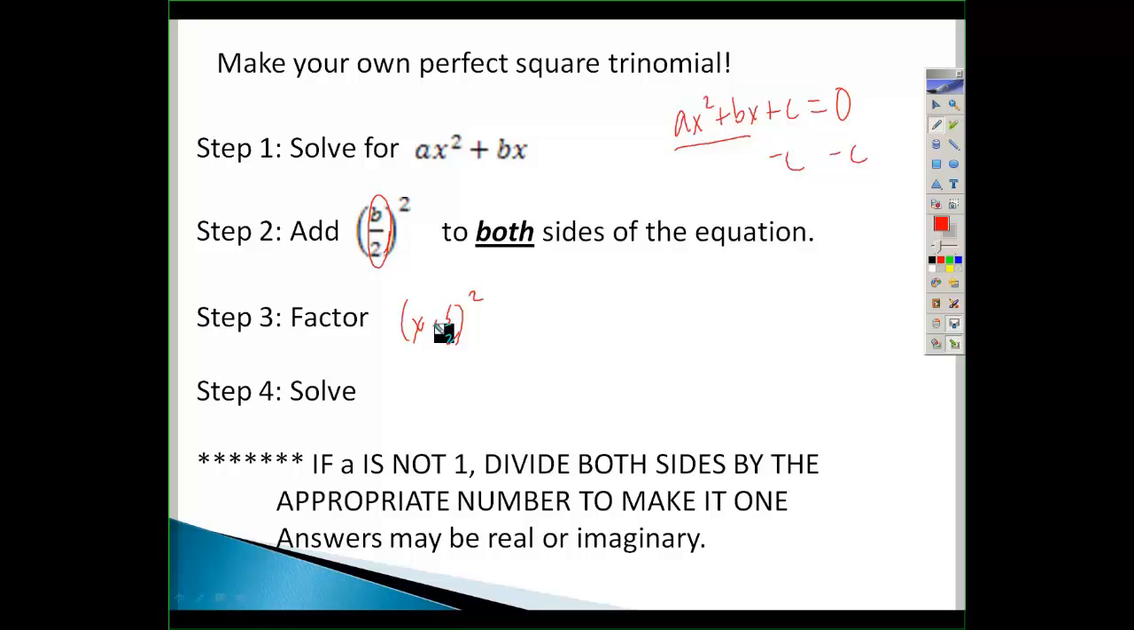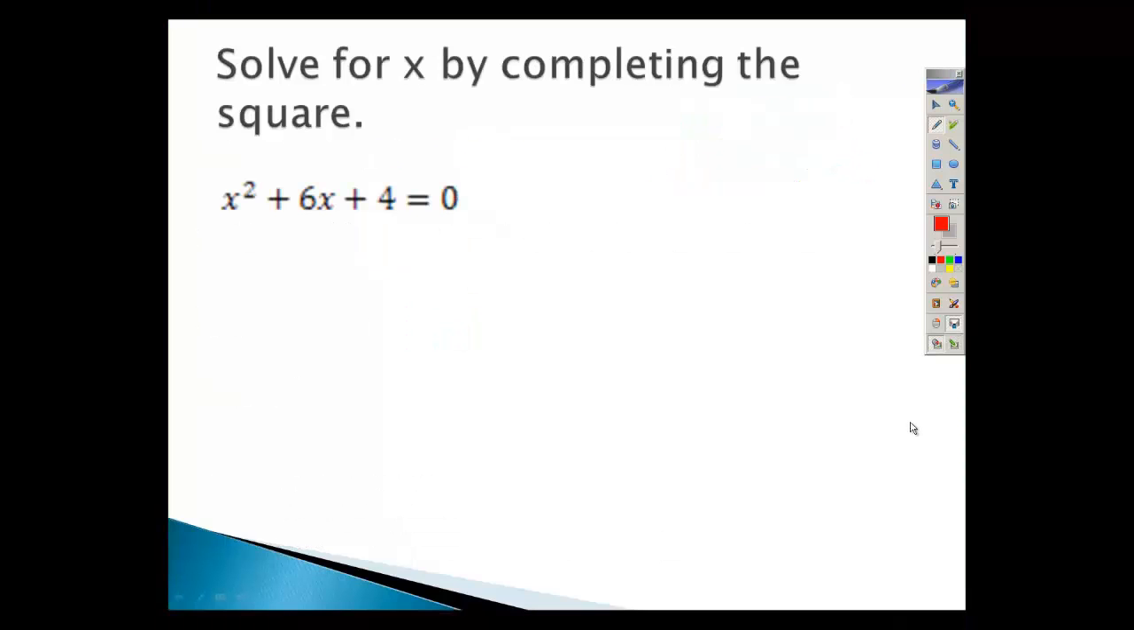All right, now this is really important. This method only works if the a value is 1. Okay, the a value is 1. So if this isn't 1, you need to divide both sides by whatever it takes to make it 1. Okay, it needs to be 1 in front. Your solution might be square root of a negative, it might be square root of a positive, okay, it might be a real or imaginary number, but at the end of the day, you need to have your plus minus and all that stuff. All the stuff we talked about leading up to this.